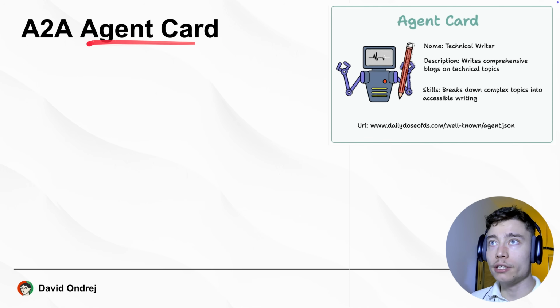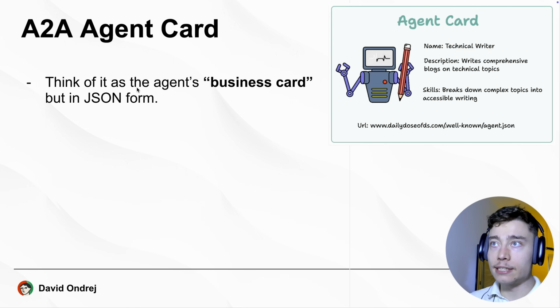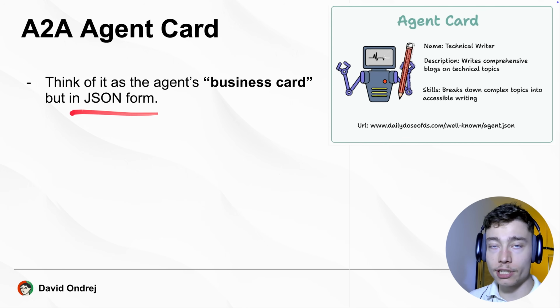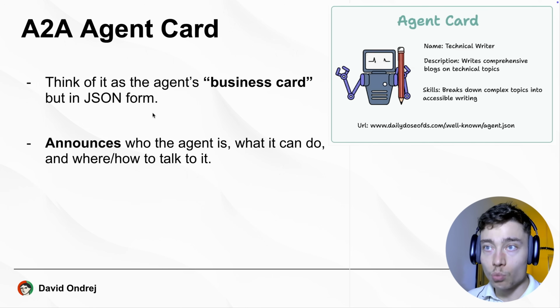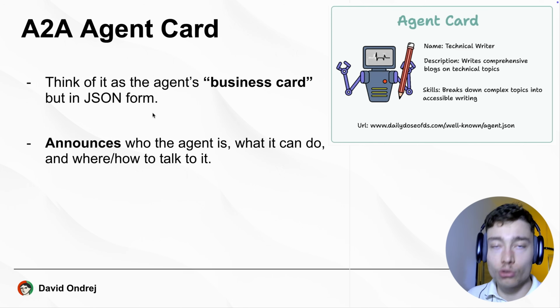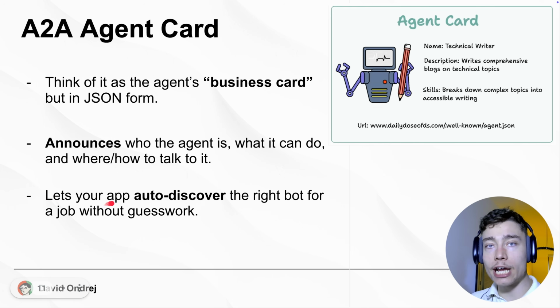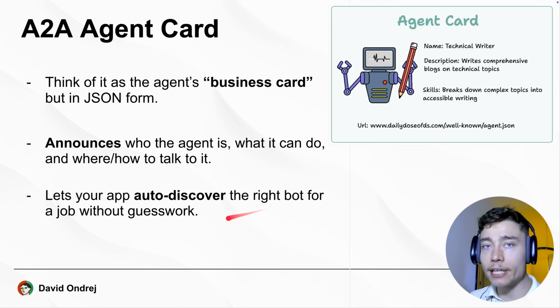And the first one is the agent card. Think of this as the agent's business card, but written in JSON, which stands for JavaScript Object Notation. The agent card announces who the agent is, what it can do, and where and how to talk to it. So the agent card lets your app automatically discover the right agent for the job.